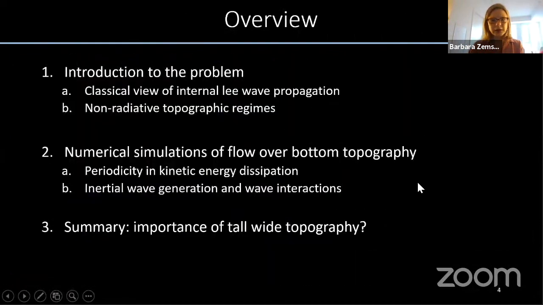For my talk, I will first talk about the classical view of internal lee wave propagation, and I will go through that quickly because many previous talks have already introduced that, and then briefly discuss previous works that have been done on non-radiative topographic regimes.